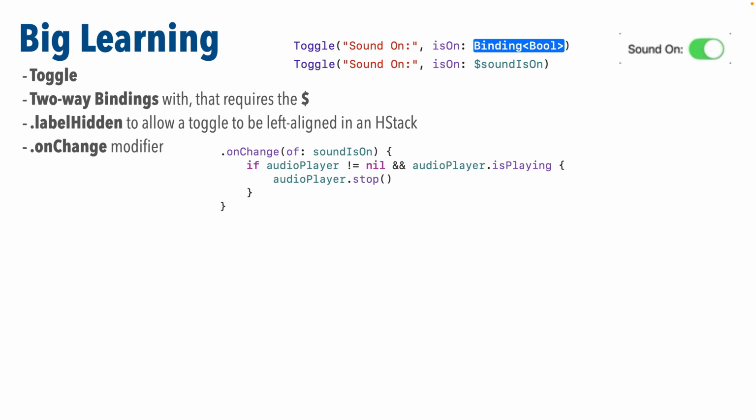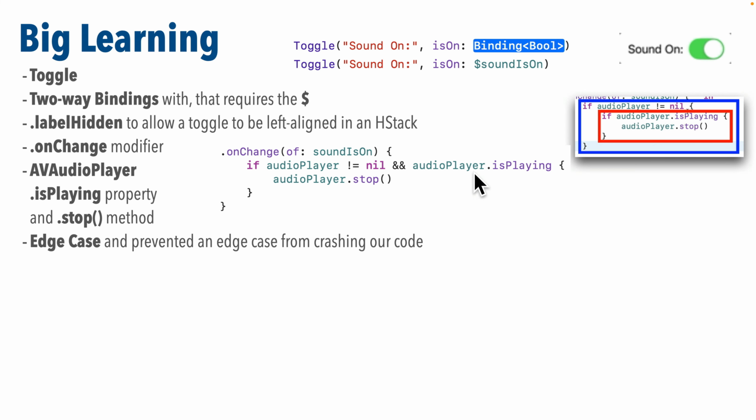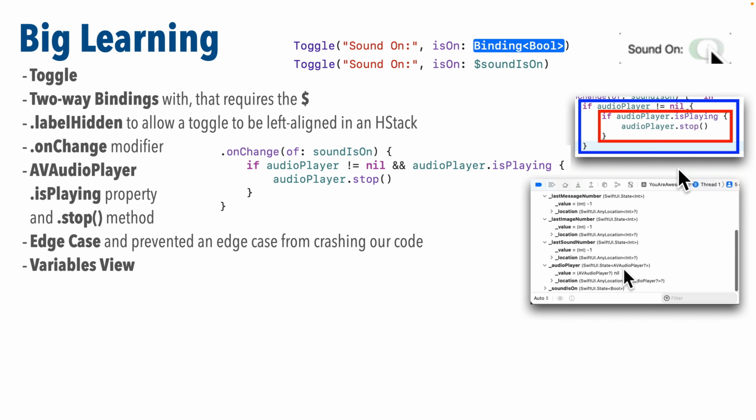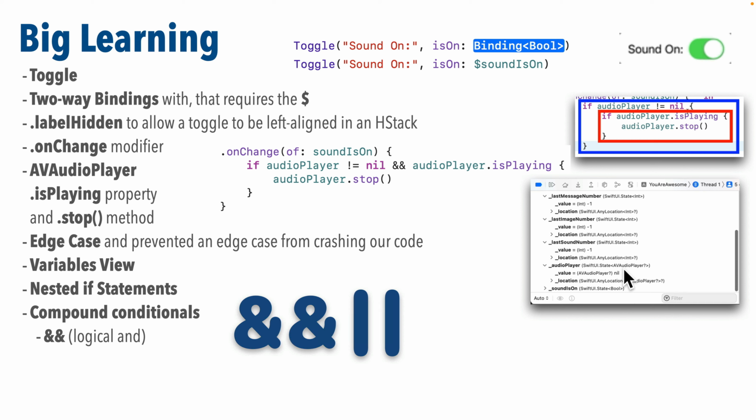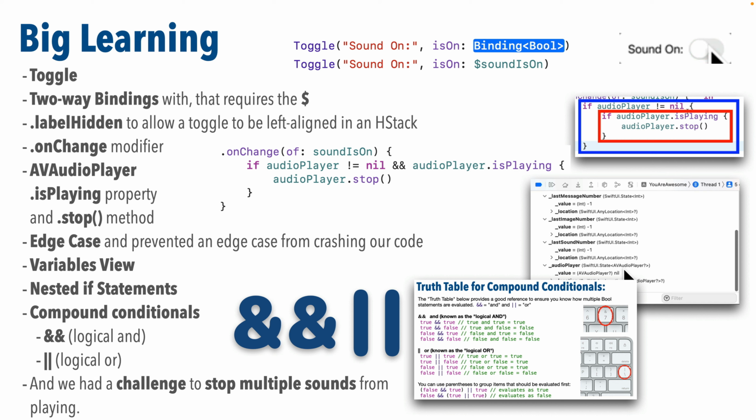We learned about the onChange modifier that executes code if a value has been changed. We learned about the AVAudioPlayer isPlaying property and its stop method. We introduced the concept of the edge case and prevented an edge case from crashing our code. We explored the variables view, or variables pane, in the debug pane. We used nested if statements, and we learned about compound conditionals, the double ampersand logical and and the double bar logical or. And we ended with a mini challenge to stop multiple sounds from playing.